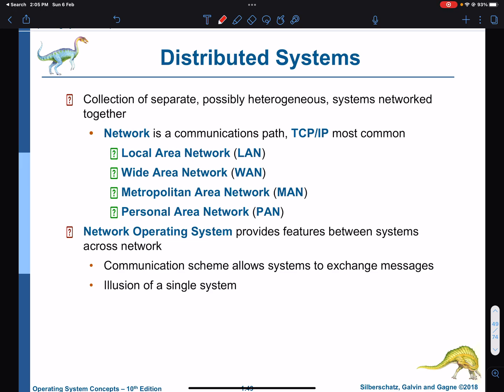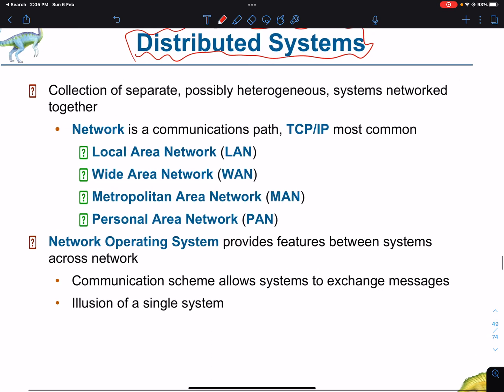Okay, I'm gonna be talking now about distributed systems. What is a distributed system? It's a set of computers that are connected together. So a set of machines that are connected together, we call that a distributed system.